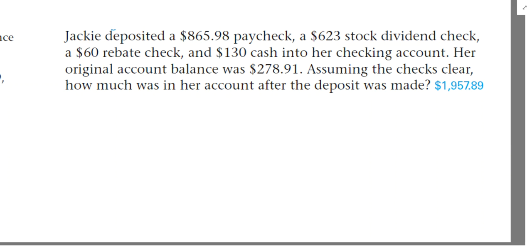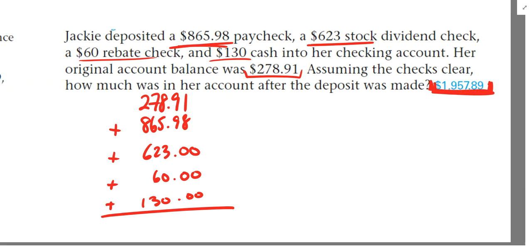For the final example, Jackie has a paycheck that needs to be deposited, a dividend check that needs to be deposited, a rebate check, and $130 cash to go into her account. She originally started with $278. Assuming that all the checks clear, how much is in the account after the deposit is made? Can you verify that that number should be $1,957.89? Well, after you add the checks to the initial balance, your calculator should display, yes, $1,957.89.